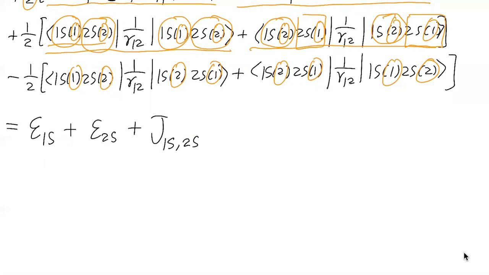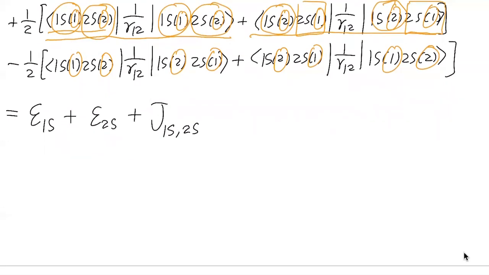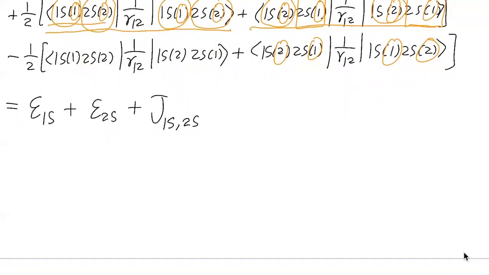Now, let's look at the cross term here, the last row. For the last row, this is something interesting. You see, here you have 1s star for the first electron, but in the ket, you have 1s for the second electron. You exchange the label between 1 and 2 within a single bracket, right?